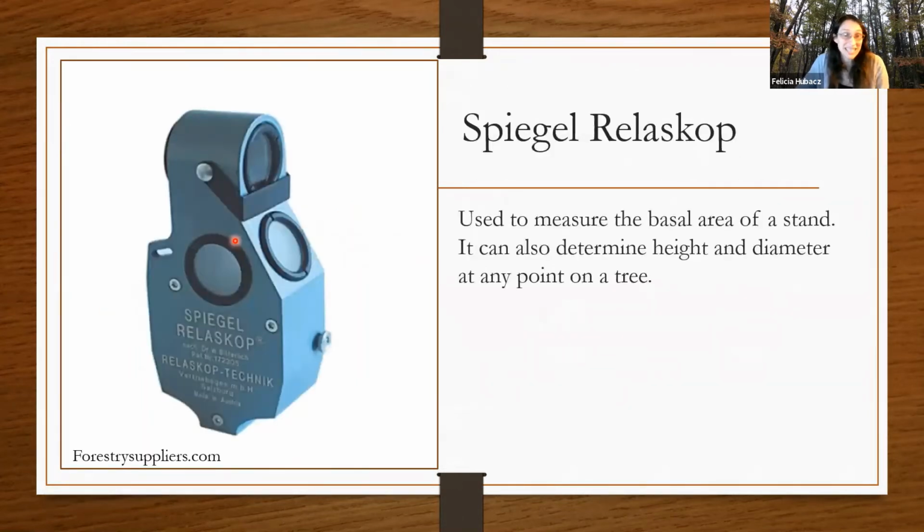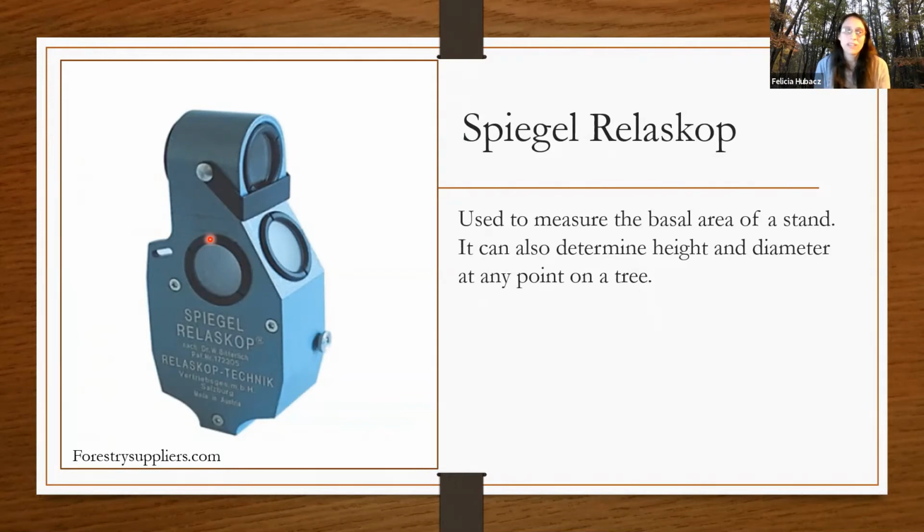Now the Spiegel Relascope, I hope I'm saying that right. This is a really cool tool. This little guy sits on top of a pole, kind of like a surveyor uses, and you can look in this and measure the basal area of a stand. That's another forest measurement that I'm not going to get too much into here. And it can also measure the height and diameter of a tree at any point.